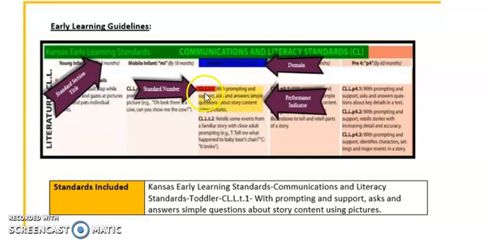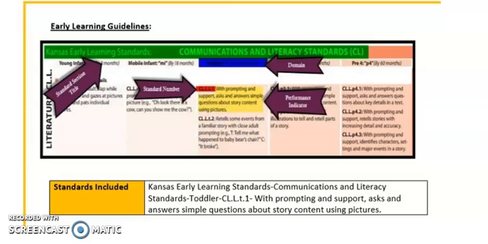Then there's a T. It's very small, I know, but it's right here as well. The T aligns to the domain, toddler. It lets us know that we're in the toddler domain. And then the number 1, right there, lets us know it's the first piece of the standard for toddlers. So you'll notice this one is number 2.